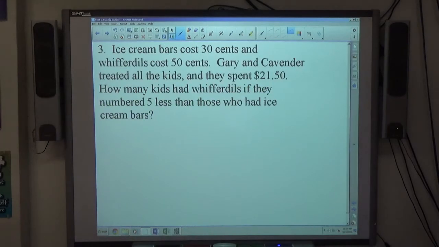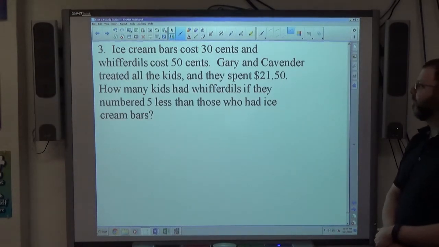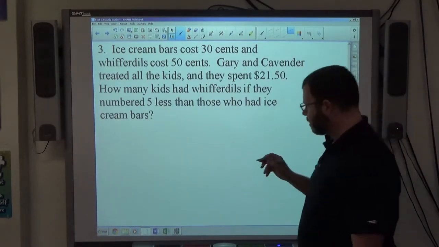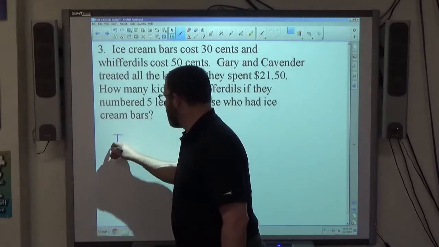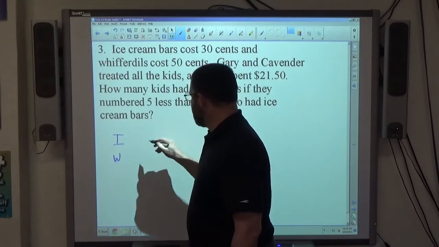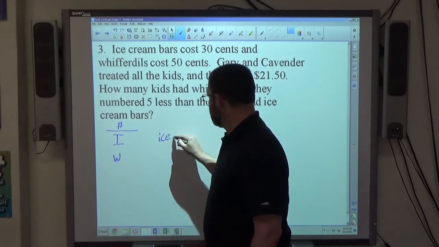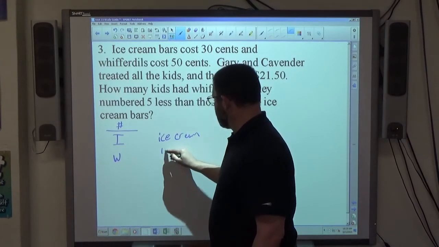Number 3, ice cream bars cost 30 cents and whifferdils cost 50 cents. Gary and Cavender treated all the kids and they spent $21.50. How many kids had whifferdils if they numbered 5 less than those who had ice cream bars? So, some of the kids had ice cream bars, others had whifferdils. This is a number of kids, ice cream bars, and whifferdils.